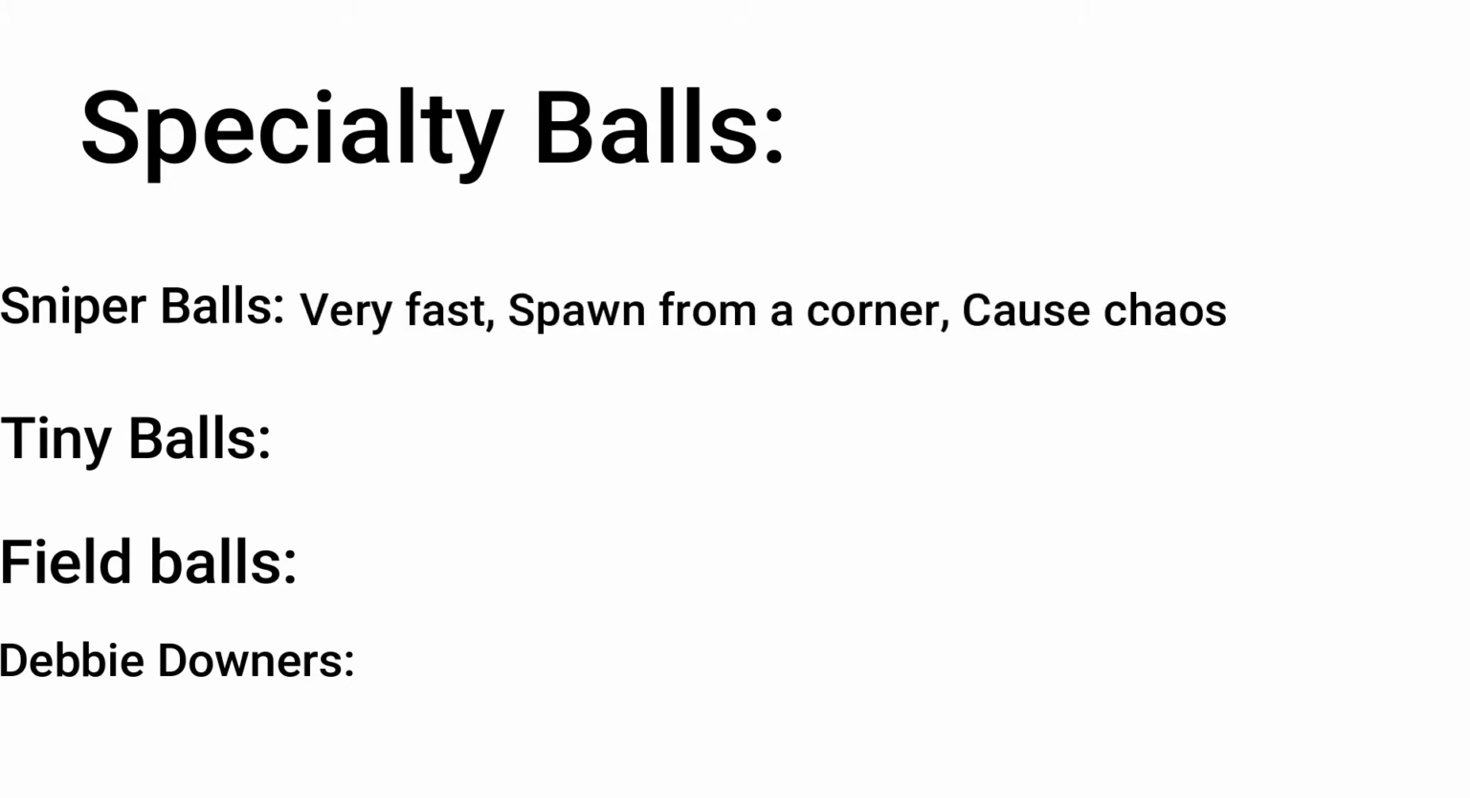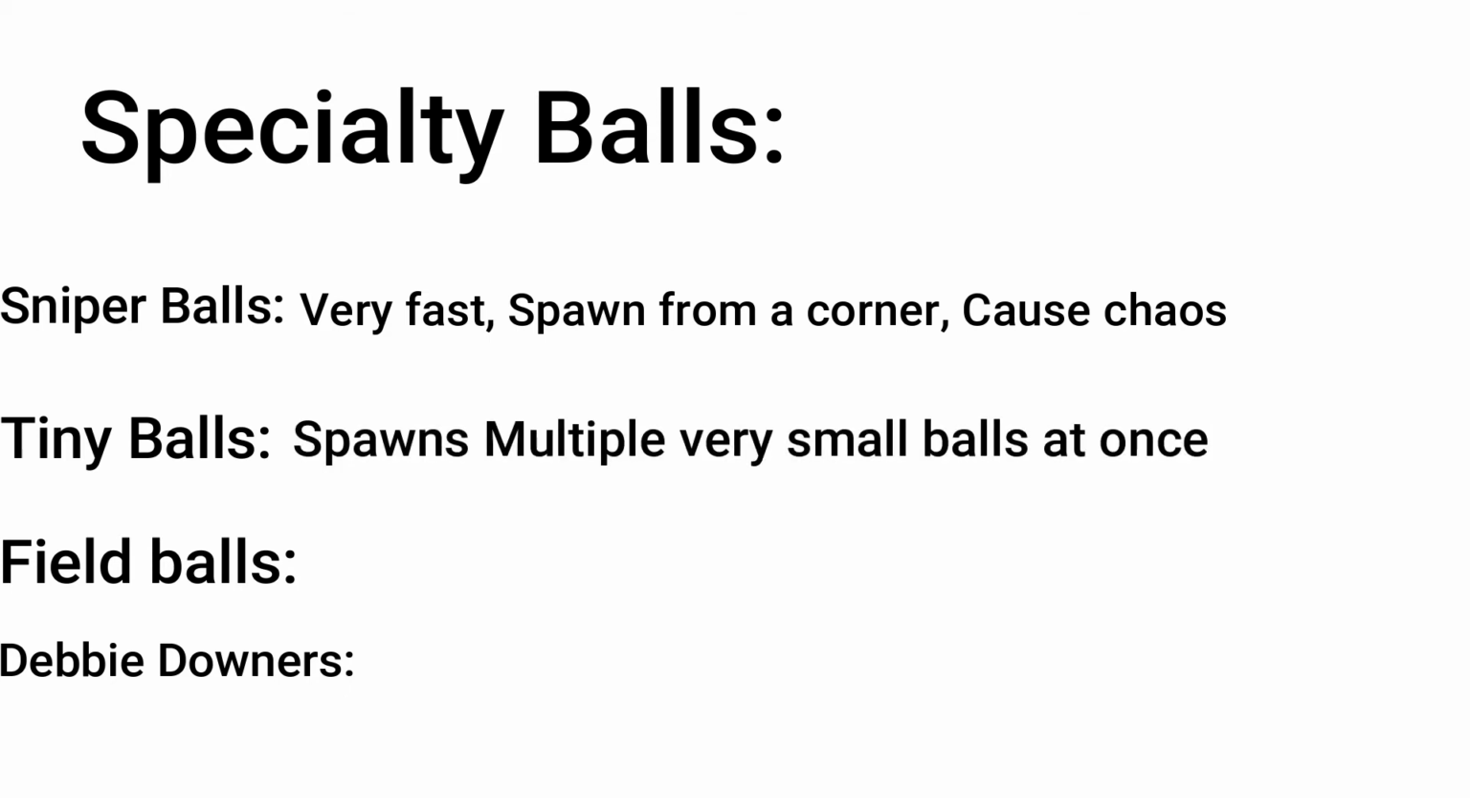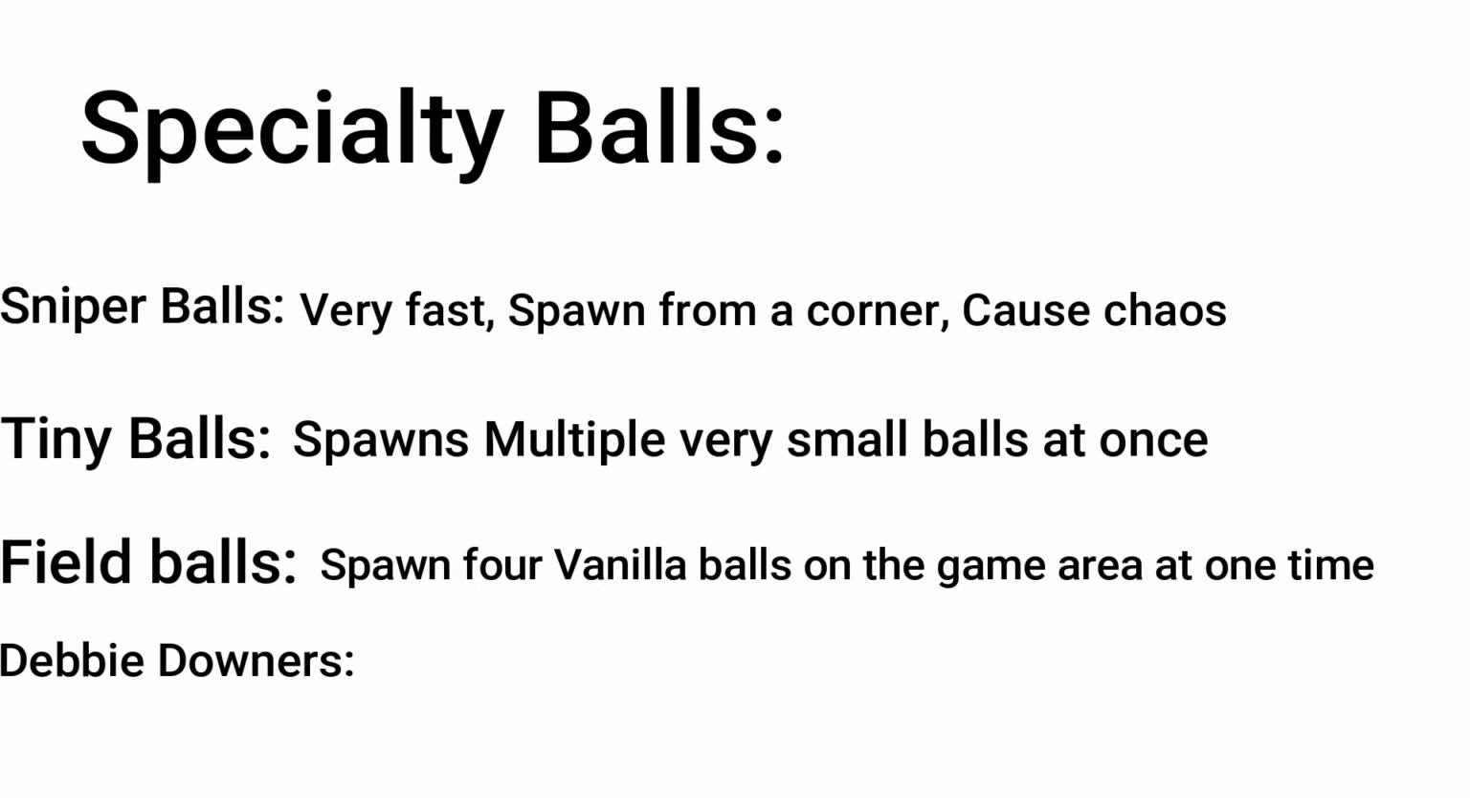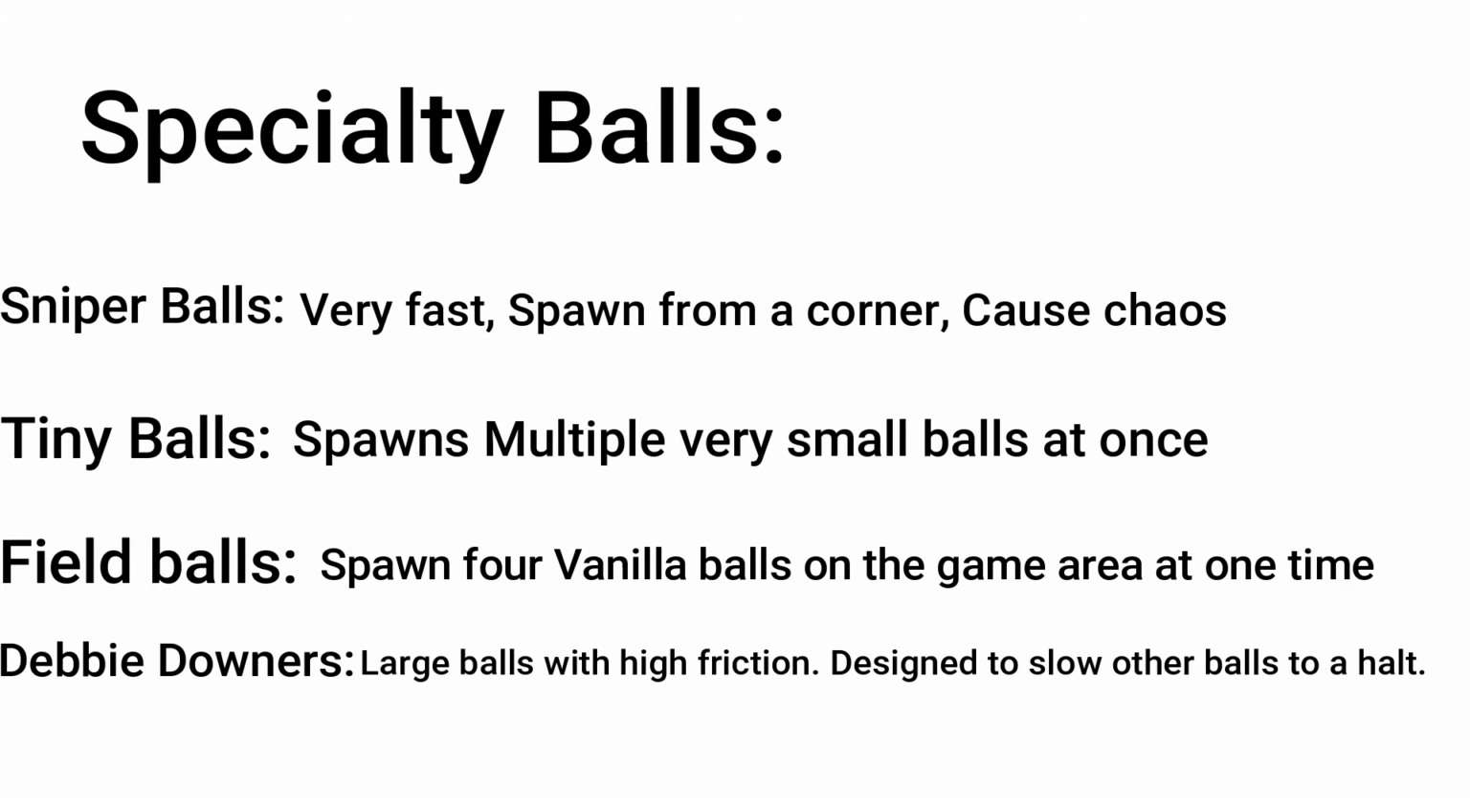Sniper balls. These balls will instantiate from the corner of the screen at a very high rate of speed, causing the rest of the balls to bounce around very quickly, making it hard for the player to get everything. Tiny balls. These instantiate in groups, however, are very tiny. Field balls are just field balls. Basically just vanilla balls, but they spawn 4 at once on the screen and at a much lower rate.